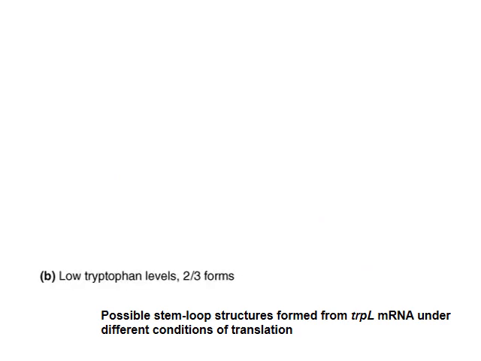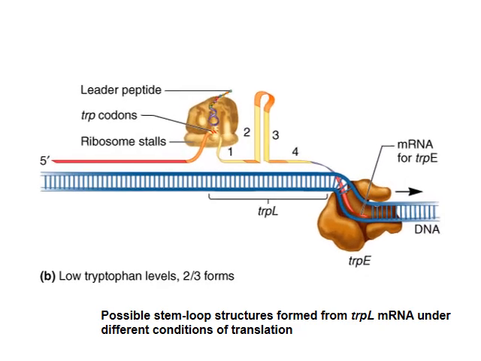If we look at another representation of this, again at low tryptophan levels, this shows the coupling of transcription by RNA polymerase and translation by the ribosome. So here's the template DNA, here's the nascent RNA transcript, and here's the ribosome. The ribosome hops onto the leader peptide start codon, stalls out here, allowing the 2-3 loop to form. The 4 region therefore has nothing to complement to, and as a result you get anti-termination, or continuation of transcription.